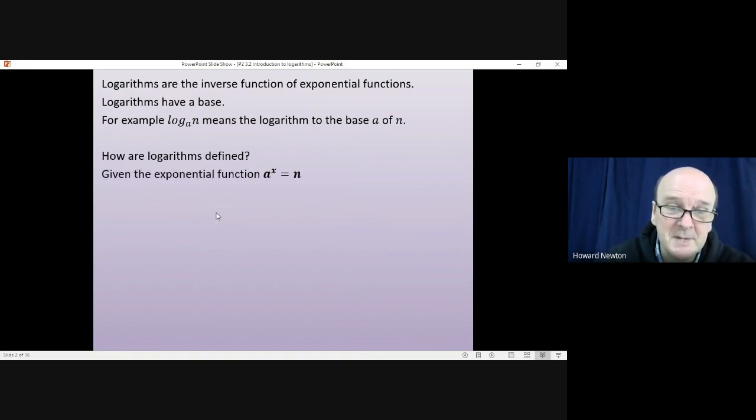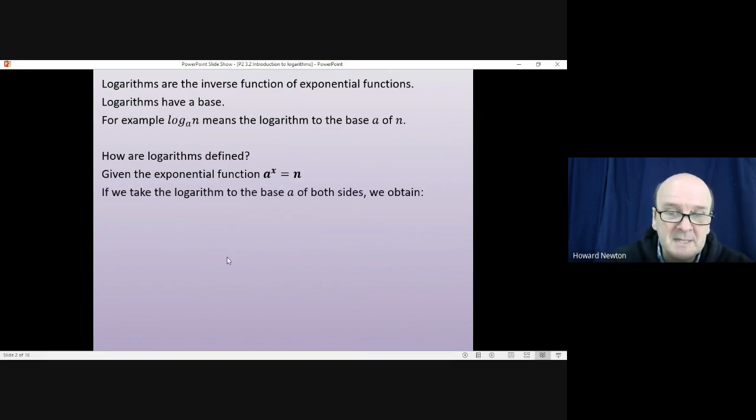So if we had the exponential function, a to the power of x is equal to n, and then we took log to the base a of both sides, then we'd obtain log to the base a of a to the power of x is equal to log to the base a of n. And it's what happens here on the left-hand side that is important. Log to the base a is the inverse of a to the power of.